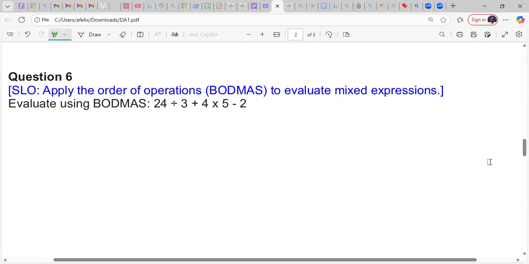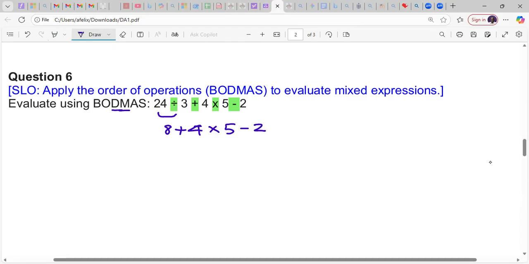So let's identify the different operations. We have a division, addition, multiplication, subtraction. Based on BODMAS, we have to perform division first. So let's divide. 24 divided by 3 is 8. And it simplifies the problem into 8 plus 4 multiplied by 5 minus 2.